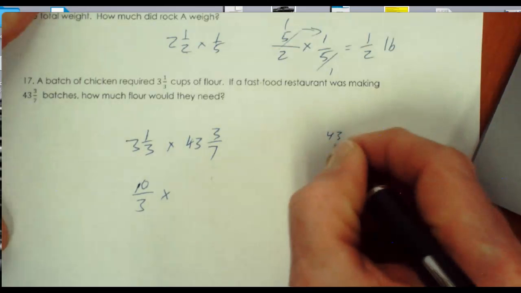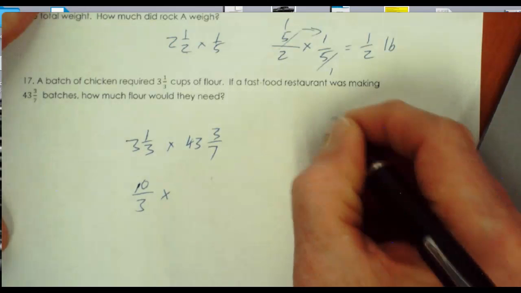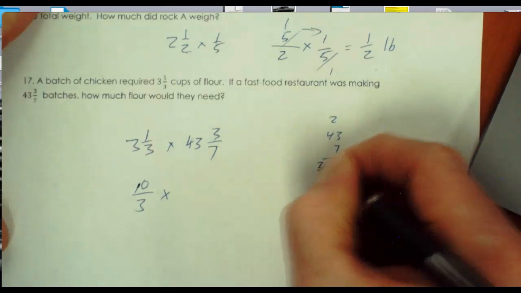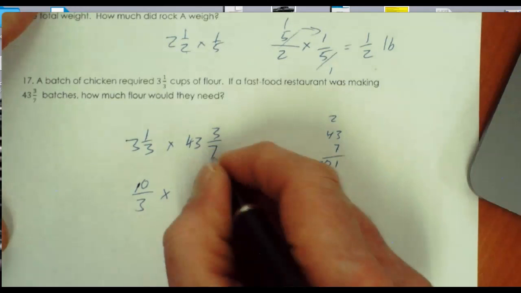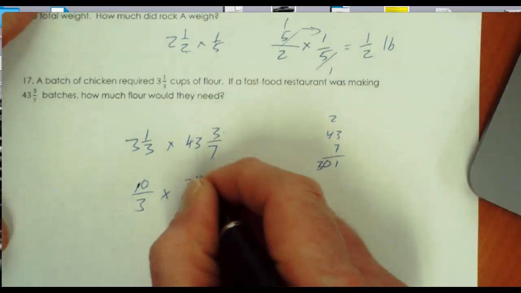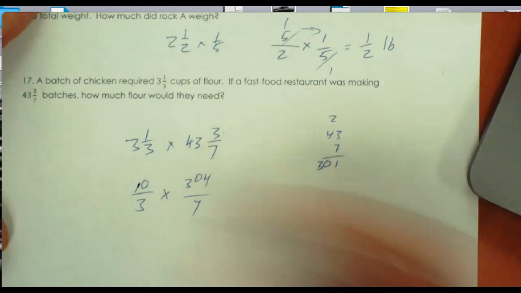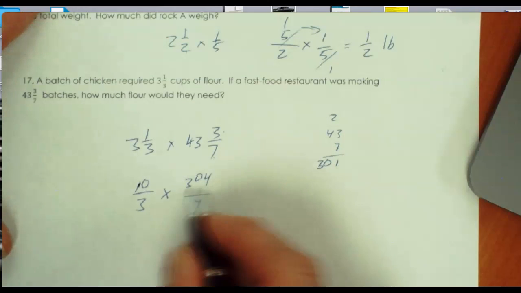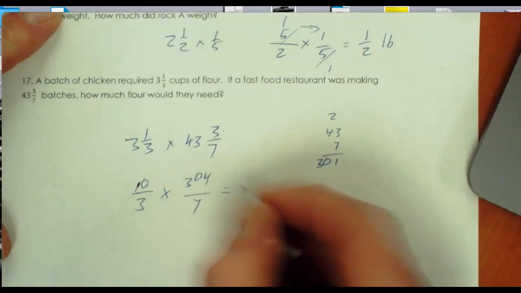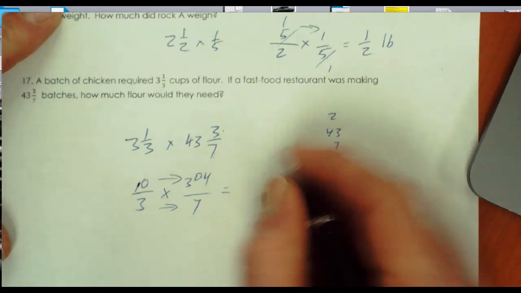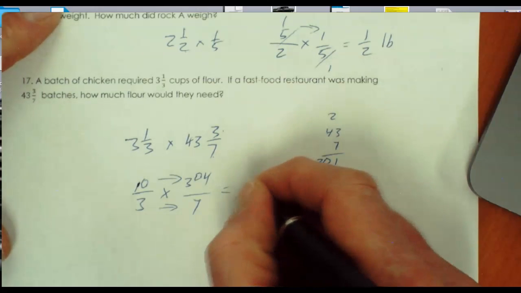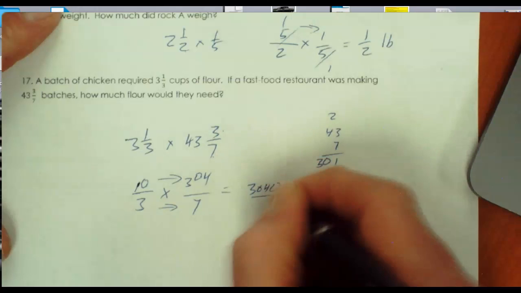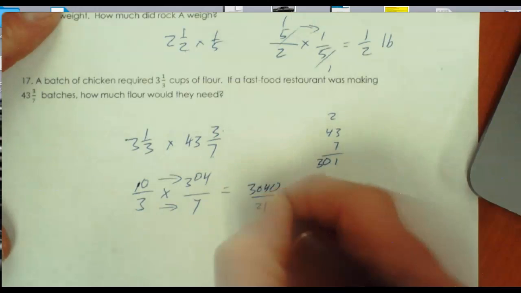Here's 43 times 7. 7 times 3 is 21. There's 1, there's 2. 4 times 7 is 28, plus 2 is 30. So we have 301, plus the 3 makes it 304/7. 3 plus 4 is 7, so that's not a multiple of 3, so 3 is not going to go in there. 10 and 7 don't share any common factors, so we have to multiply across. 10 times 304, we can just add a 0 and make that 3,040 on top. And we've got 3 times 7, we've got 21 at the bottom.